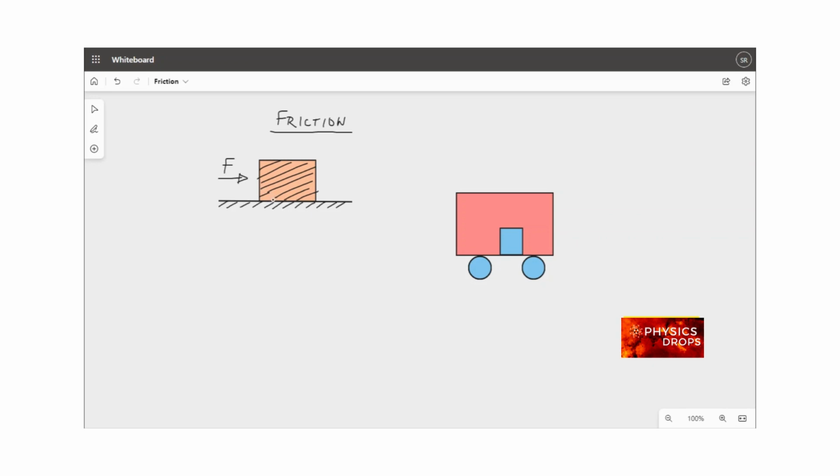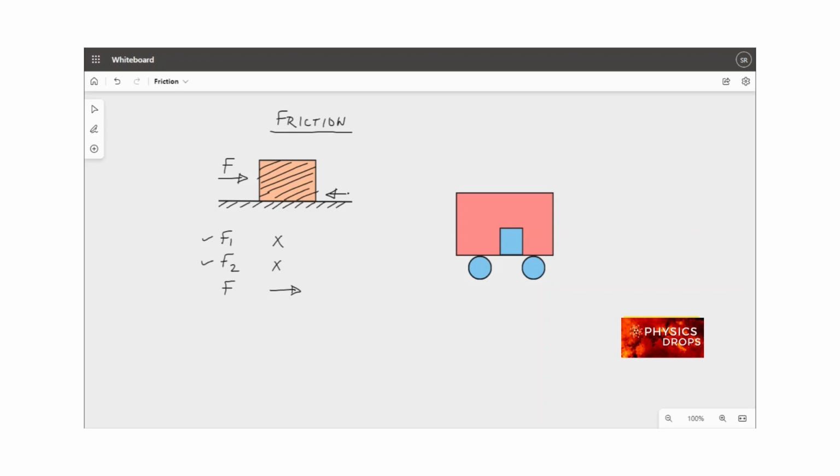Initially, the block doesn't move and then let's say I apply F1, there is no movement. I slightly increase F1 to F2, still there is no movement. And then I increase it to F and then it starts moving. So what was preventing this block from moving when I applied F1 and F2? There is some opposing force that is preventing the block from moving, and that comes from the contact of both the surfaces of the block and the floor.